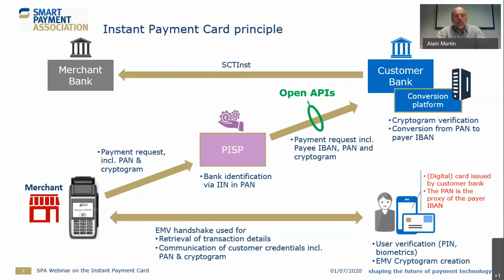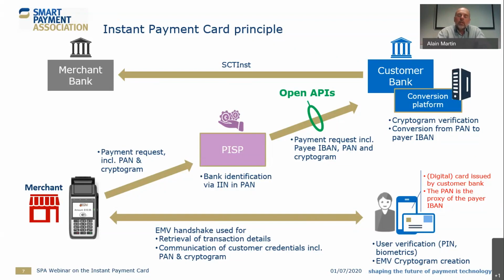In this proposition, the PISP serves the merchant. And so it knows the merchant very well. It has a contract with the merchant, and therefore it knows the IBAN of the merchant. And so the PISP will complete this payload with the customer data and the merchant data and the transaction data, and push a payment initiation request in its role of PISP through the open APIs to the customer bank.